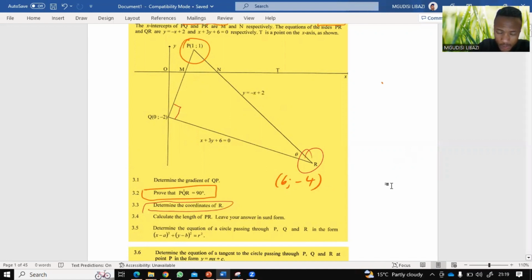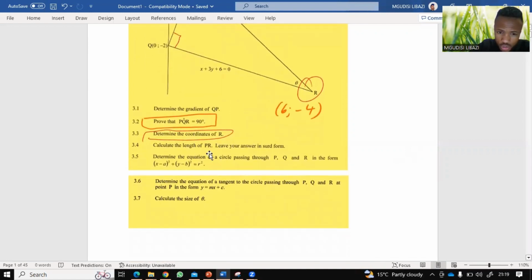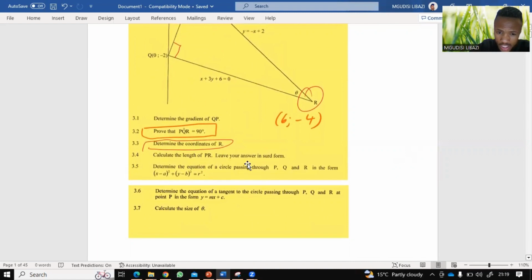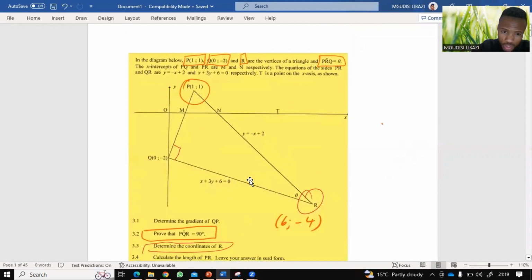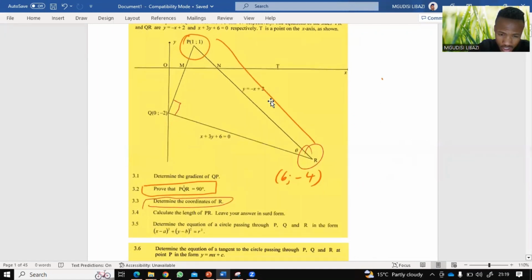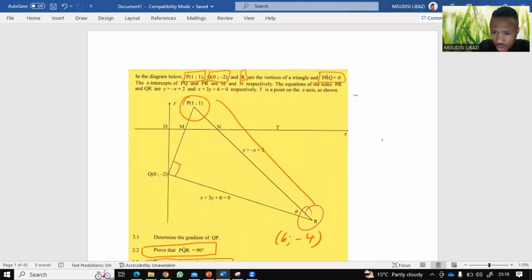So what next? The next question says, calculate the length of PR. Leave your answer in surd form. So the length of PR, that means they want this length there. And to find that length, we need to use, that is the length of PR, that's 3.4. So the length of PR now, we just need to use what?